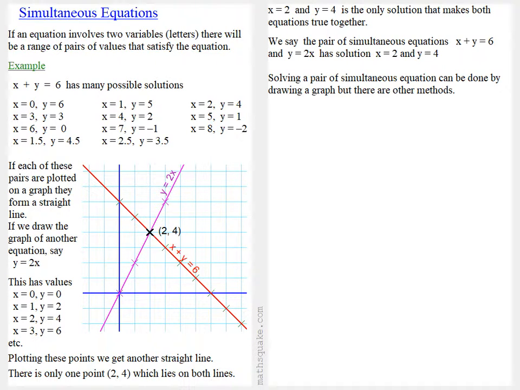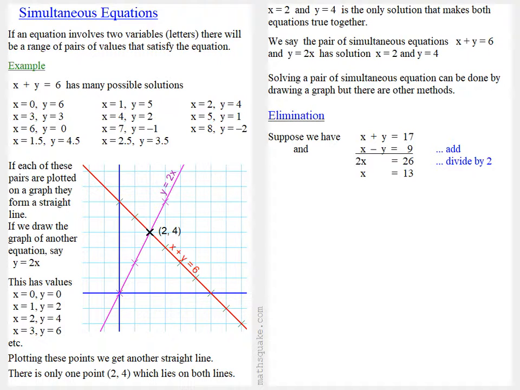Now, solving pairs of simultaneous equations can be done by drawing a graph. But there are other methods. One of these is elimination. Suppose we have the following two equations: x plus y equals 17 and x minus y equals 9. If we add them together, we get x plus x is 2x, y plus minus y is nothing, and 17 plus 9 is equal to 26. So 2x equals 26. And if we divide by 2, that gives us x equals 13.